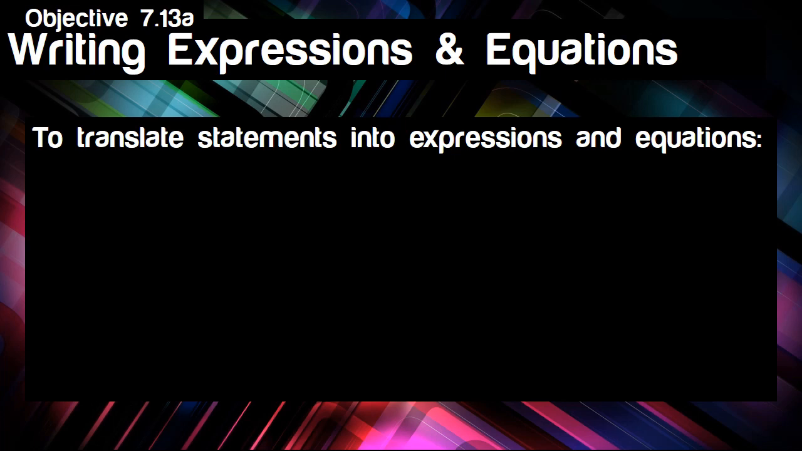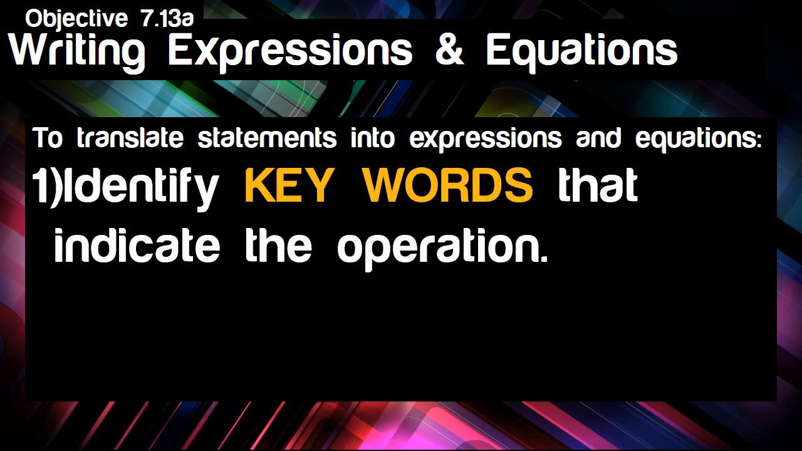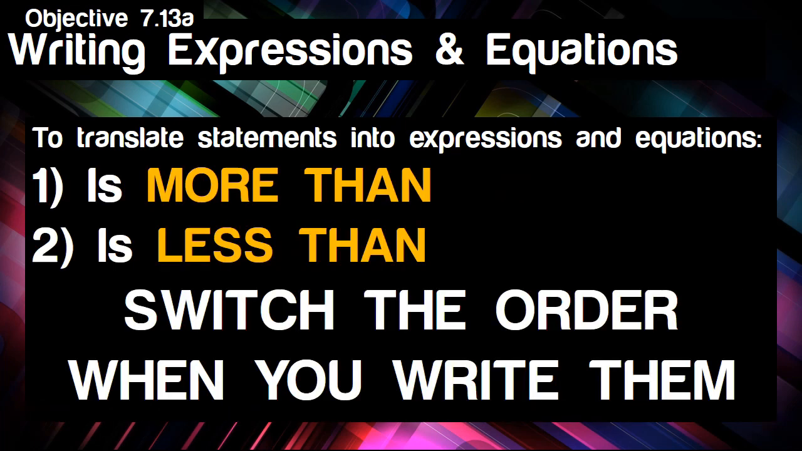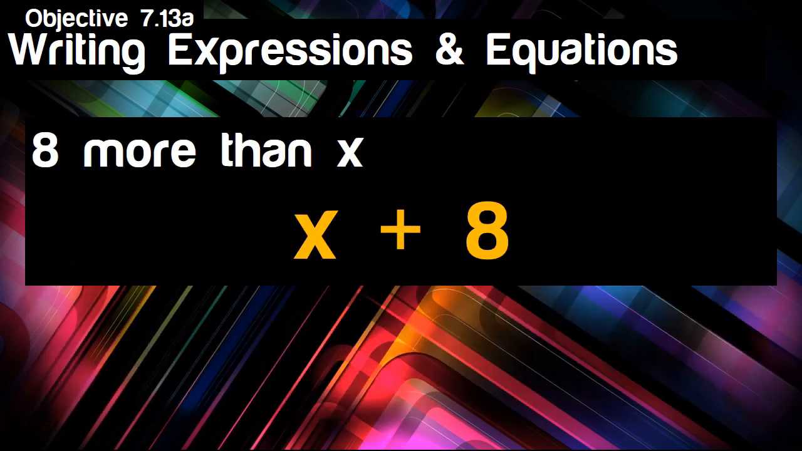So to translate statements into expressions and equations, identify those keywords that indicate the operation, and then write the numbers down in their correct order. So to translate these statements, number 1 is more than, and then 2 is less than. What we do is we switch the order when we write them. So if you see these keywords only is where we will switch the order in how we write them.